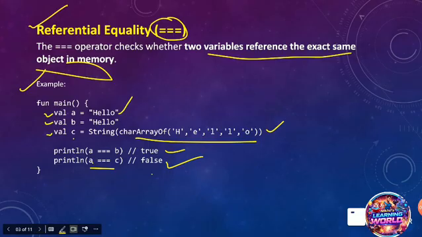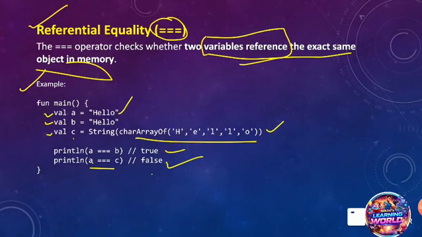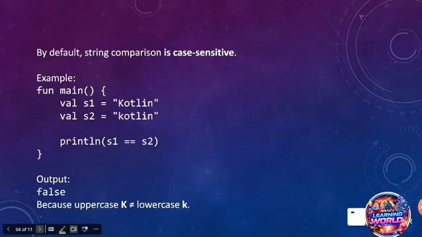So the point to remember here is that double equals is a comparison operator, it compares the values, right? And triple equals compares the reference, whatever string reference is given, that reference will be checked by the triple equals sign.